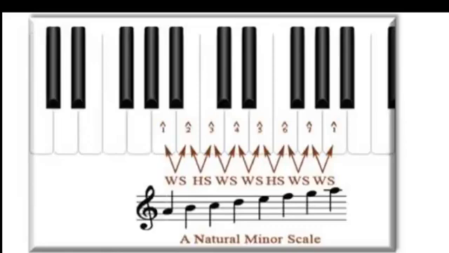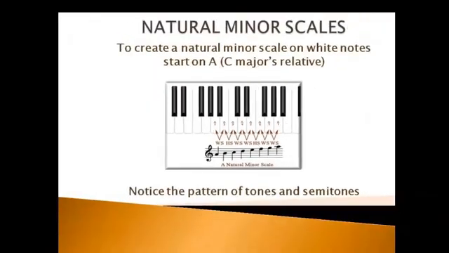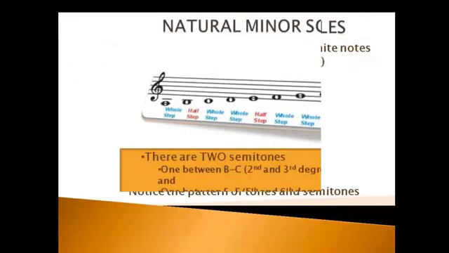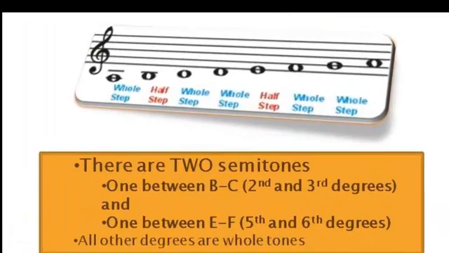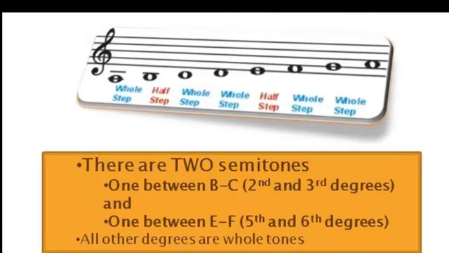It sounds quite different. We have 2 semitones in A minor natural scale. The first one is between the 2nd and the 3rd degree, or between B and C. And the other one is between E and F, which is the 5th and the 6th degree. All of the rest of the degrees are whole tones. So in one way, it's similar to the major scale because it has 2 half steps, but they're in different places. They're between 2 and 3 and 5 and 6.